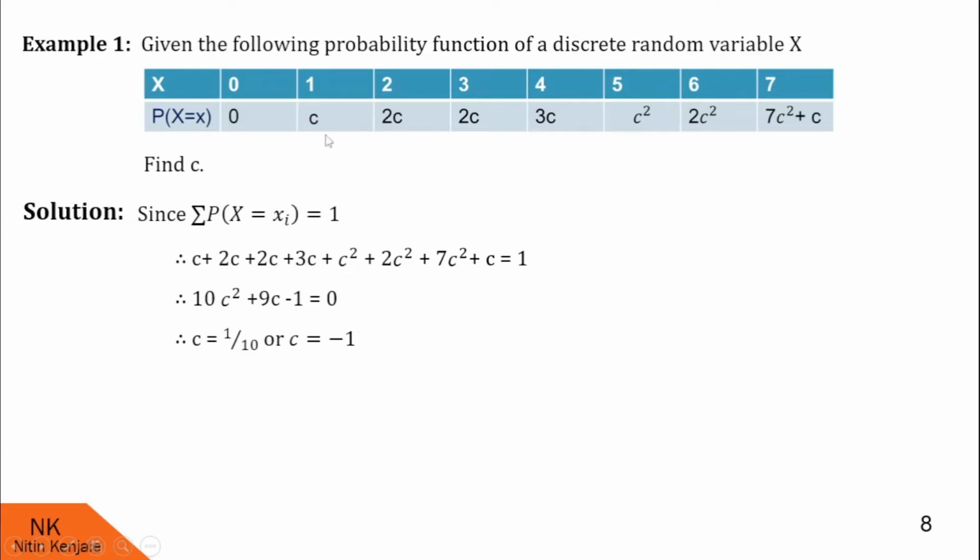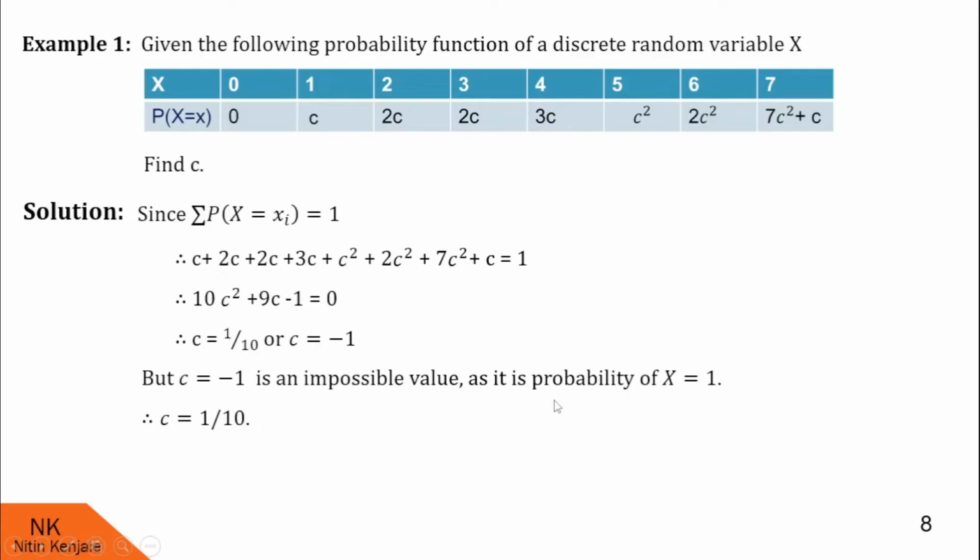Guys, note that c denotes the probability of x equal to 1, and we know that probability can never be less than 0. Therefore, c equal to minus 1 is the impossible value. Therefore, we discard it and we consider c equal to 1 by 10. I hope you understood how to find the value of the unknown from the probability function.